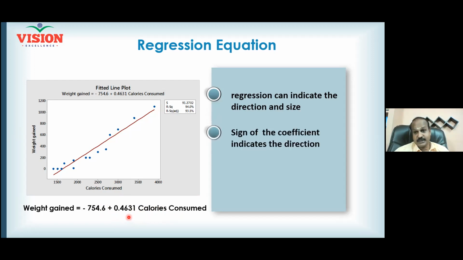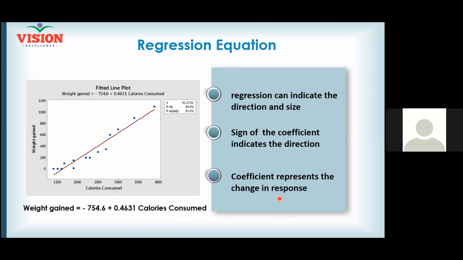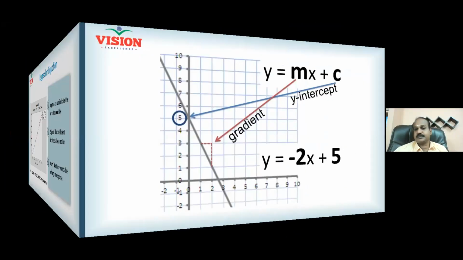The sign of the coefficient gives the direction. And this coefficient is called the regression coefficient. That will tell you the amount of change that will happen in your y variable for a specific amount of change you are making in the x variable. That we will understand in the next slide.